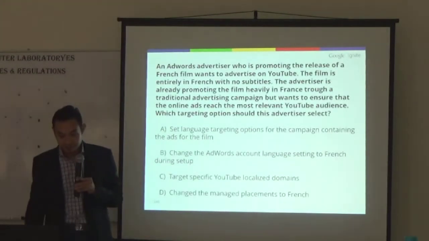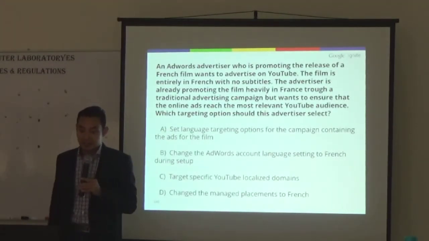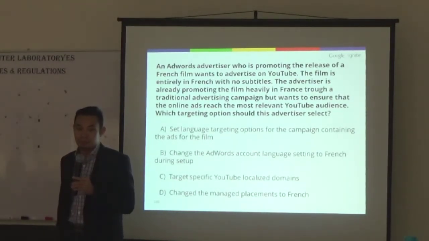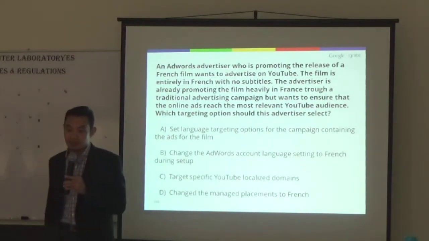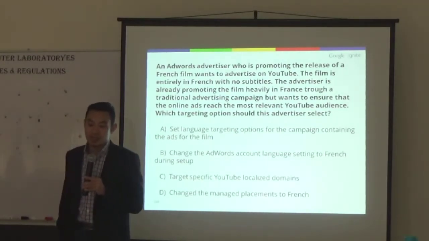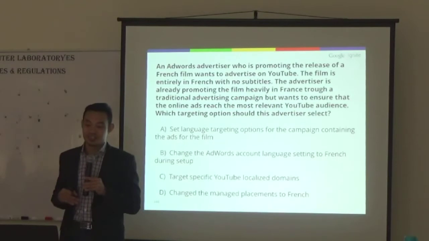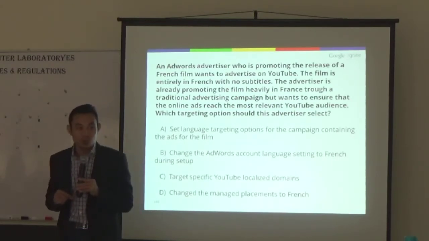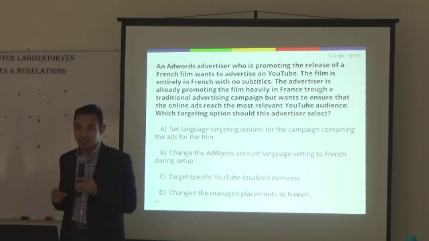Next question here. Alright, take a look at here, this guy over here, AdWords advertisers promoting the release of a French film, and he wants to advertise on YouTube. The film is entirely in French with no subtitles. The advertiser is already promoting the film heavily in France through a traditional advertising campaign, but wants to ensure that the online ads reach the most relevant YouTube audience. What target option would be the best for this scenario?